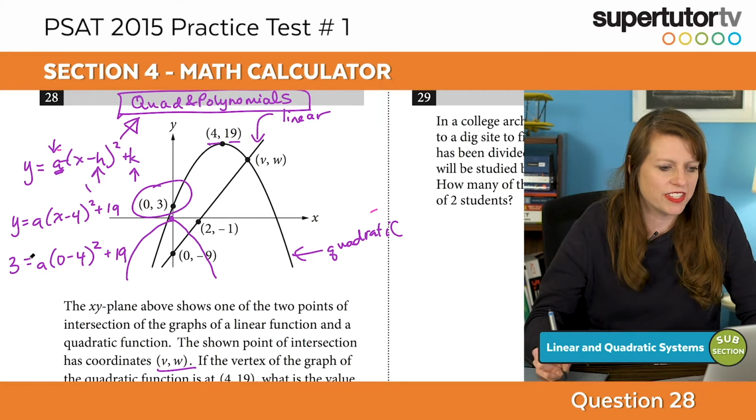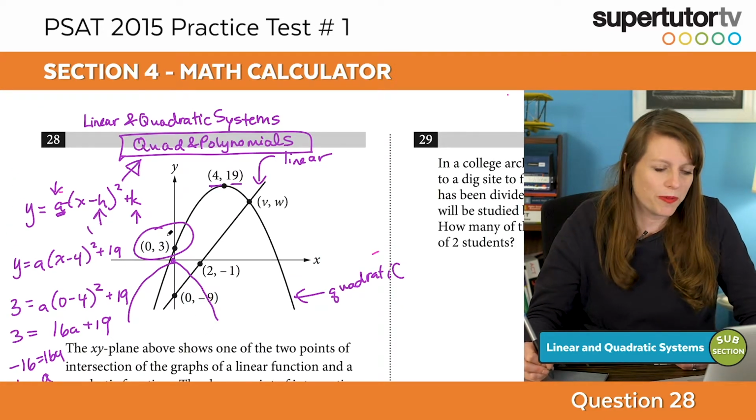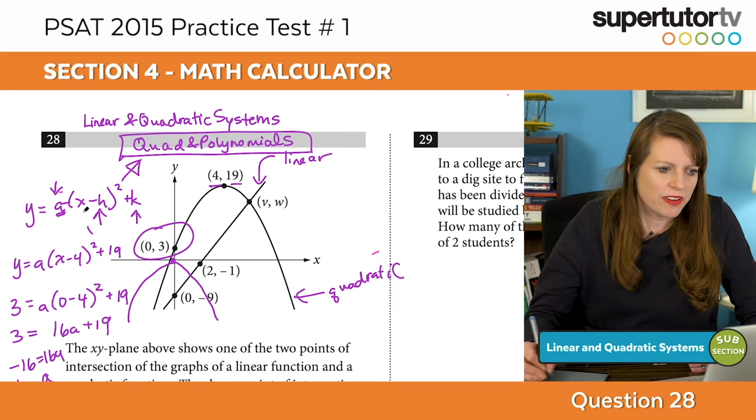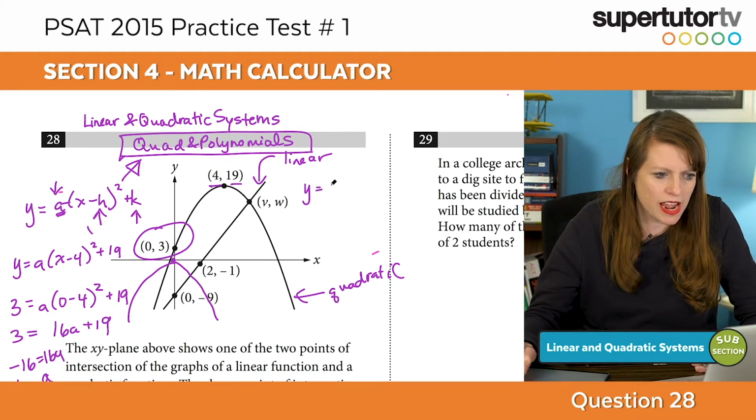And now I just solve this down. Negative 4 squared is 16, so I get 16a plus 19 equals 3. I'm going to subtract. I get negative 16 equals 16a, and then I get a equals negative 1. Beautiful. That looks really normal, really lovely. So I get a equals negative 1. And now I'm going to just plug that in over here, and this is actually a very simple quadratic. y equals negative (x minus 4) quantity squared plus 19.